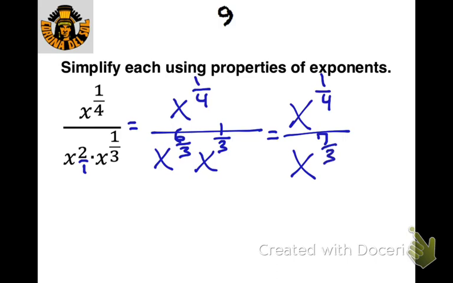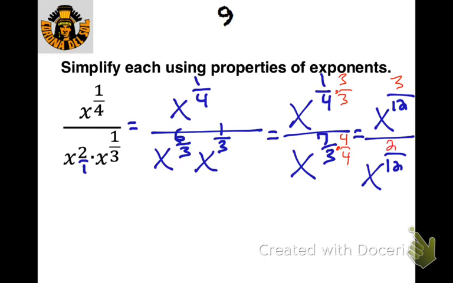And now we need to work on trying to get a common denominator. So there's a 4 and a 3 on the bottom, so let's go for 12. That means we're going to multiply this one by 3, top and bottom. So that would make it 3/12. And then this one on the bottom, let's make it x to the something over 12, so let's figure it out. We're going to have to multiply by 4, top and bottom. So that would make this 28 over 12.